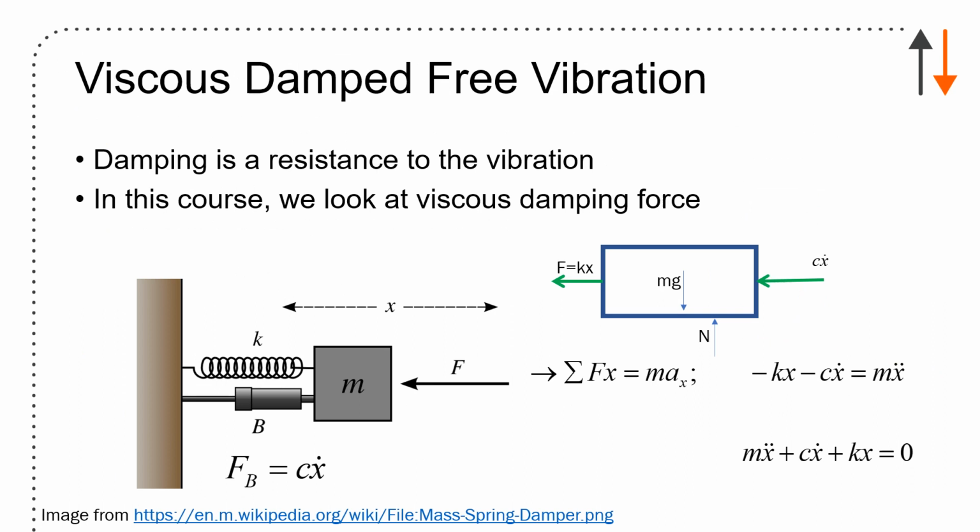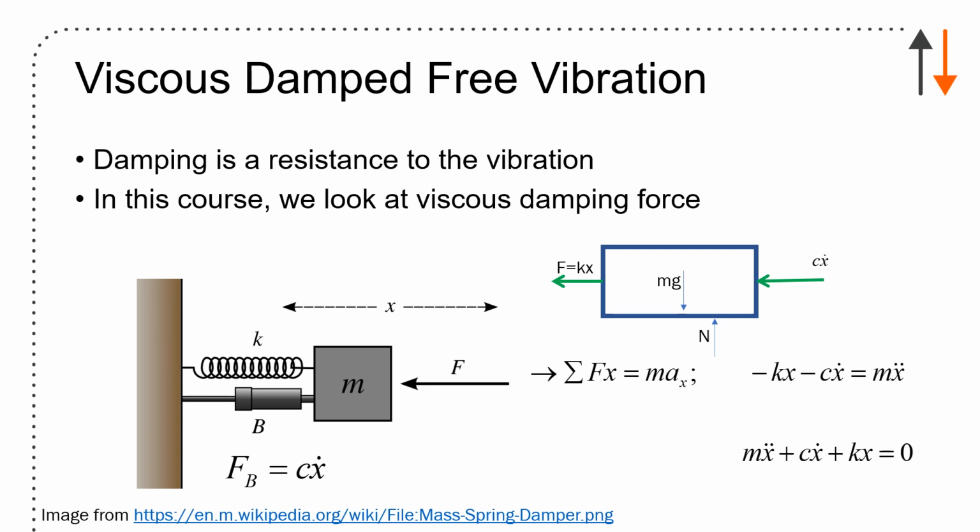Next, viscous damped free vibration. So here I have no forcing. Damping is a resistance to vibration, so we tend to look at this as a viscous damping force. Again, now we introduce k. We have the force that comes from the spring, but now we also have the damping force, which is c x dot. It's going to go as a function of velocity.